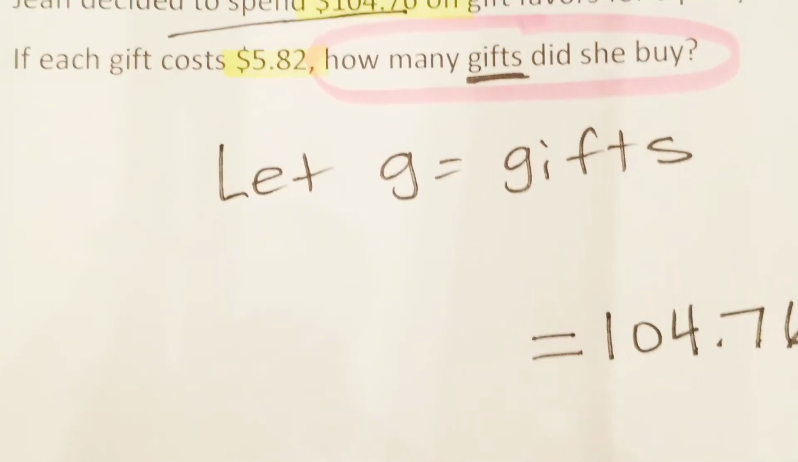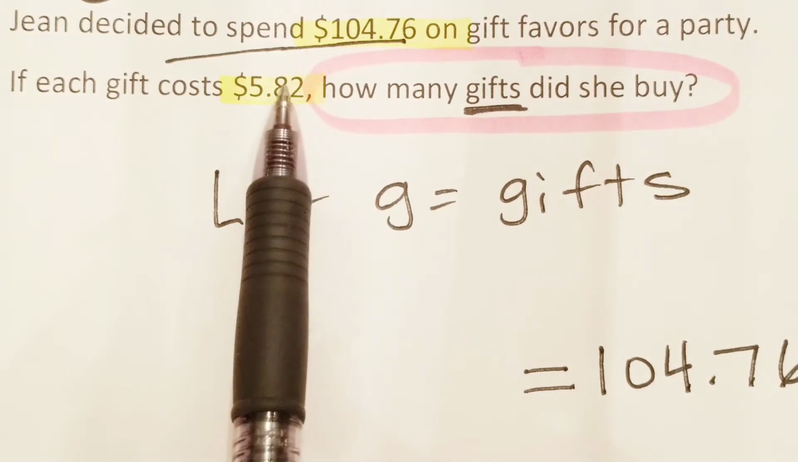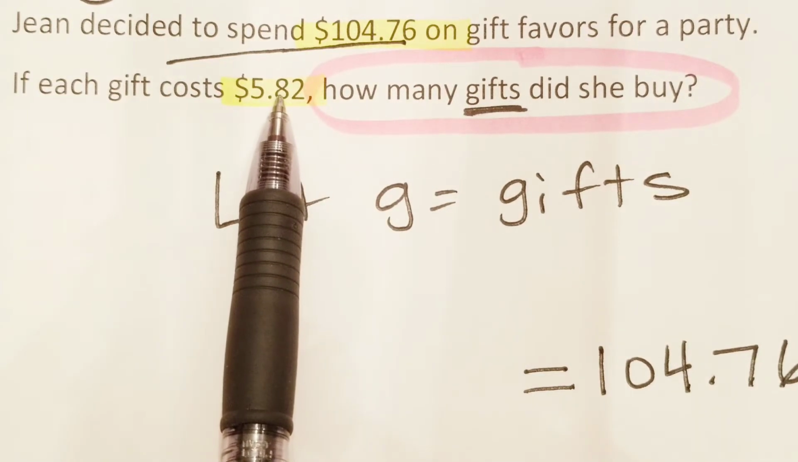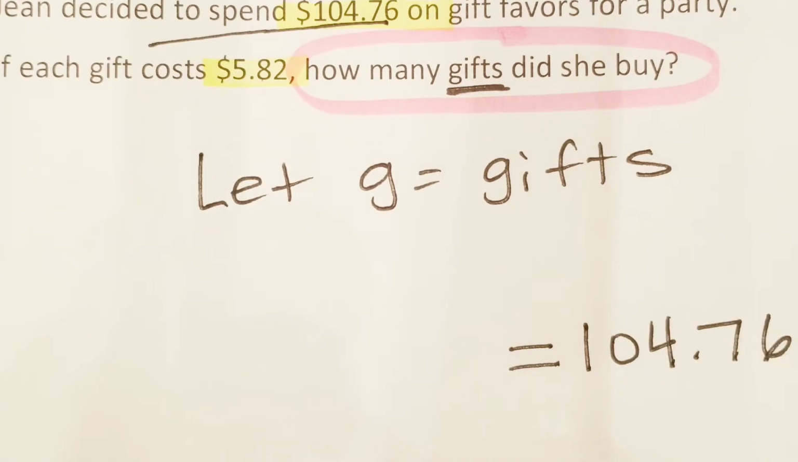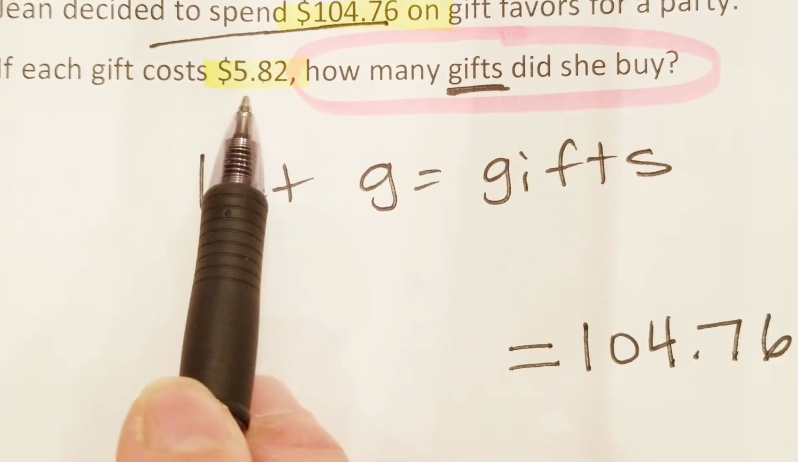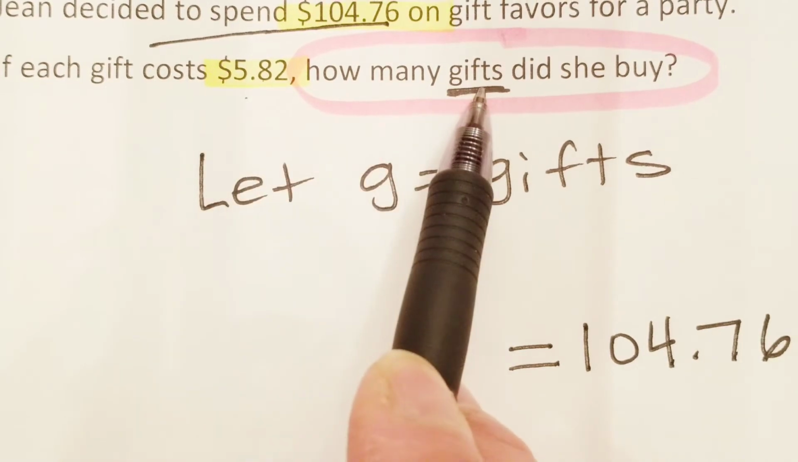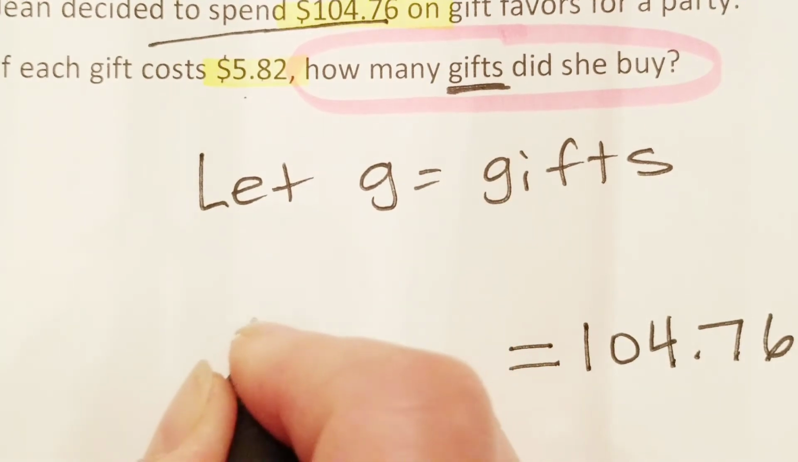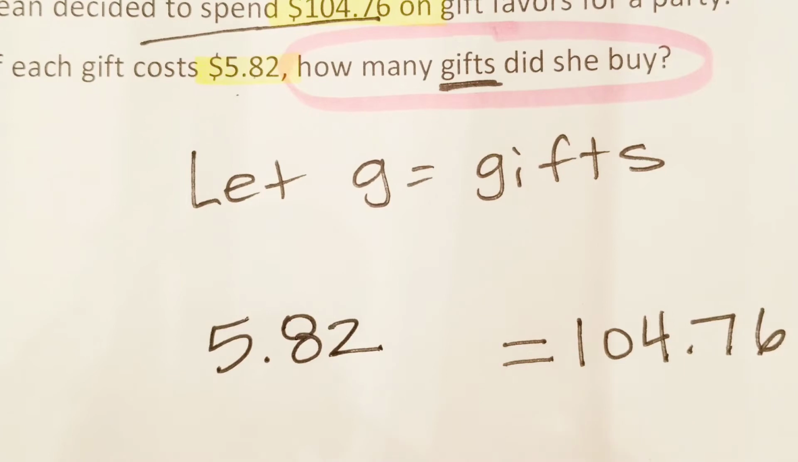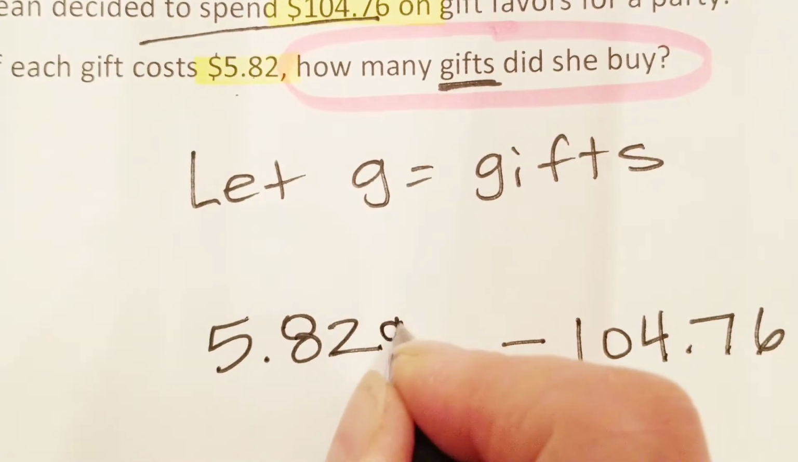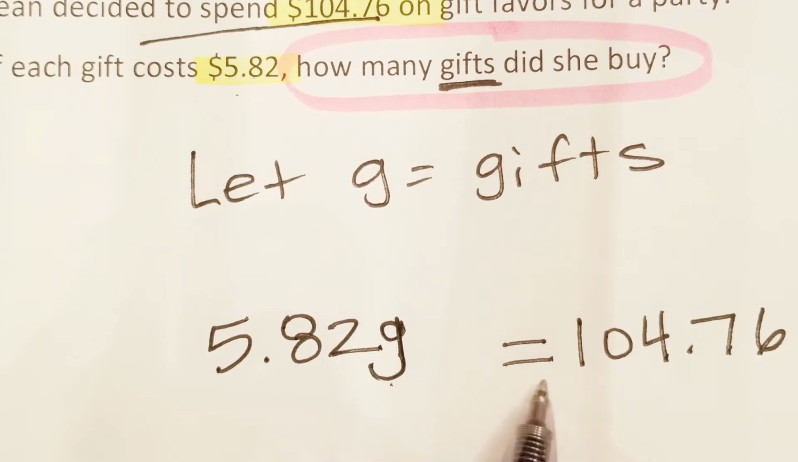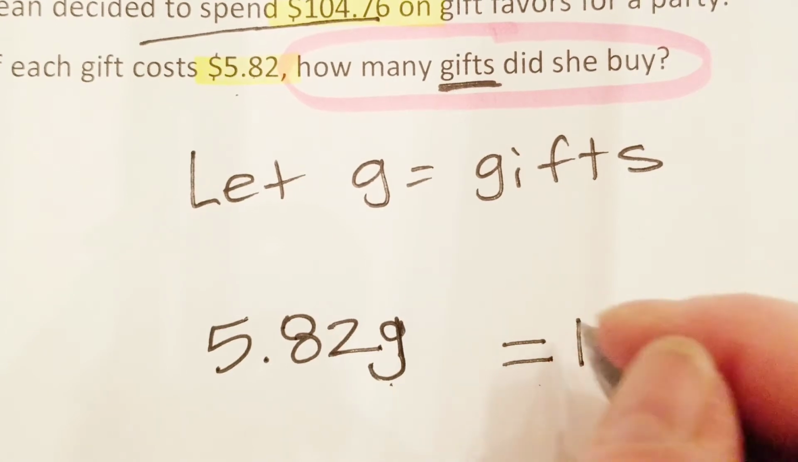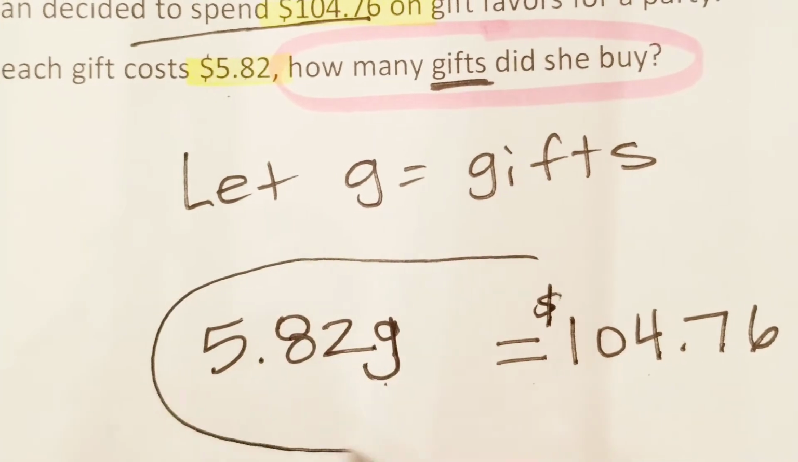Next, move it down a little bit. We know that she spent $5.82 per gift. So in order to find how many gifts she bought, we need to multiply the cost times how many gifts she bought. And we don't know that. That's the unknown. That's why they're asking the question. So $5.82 times G, the amount she bought, equals $104.76. So that is going to be your equation.